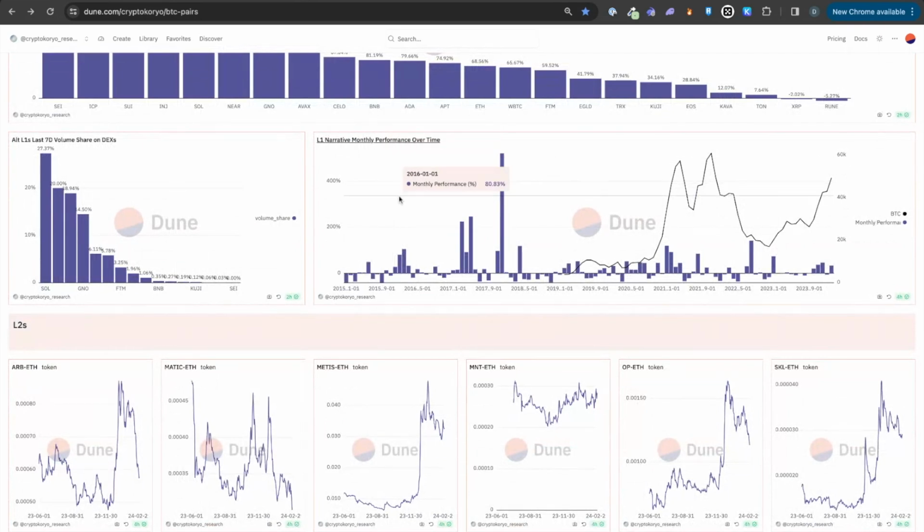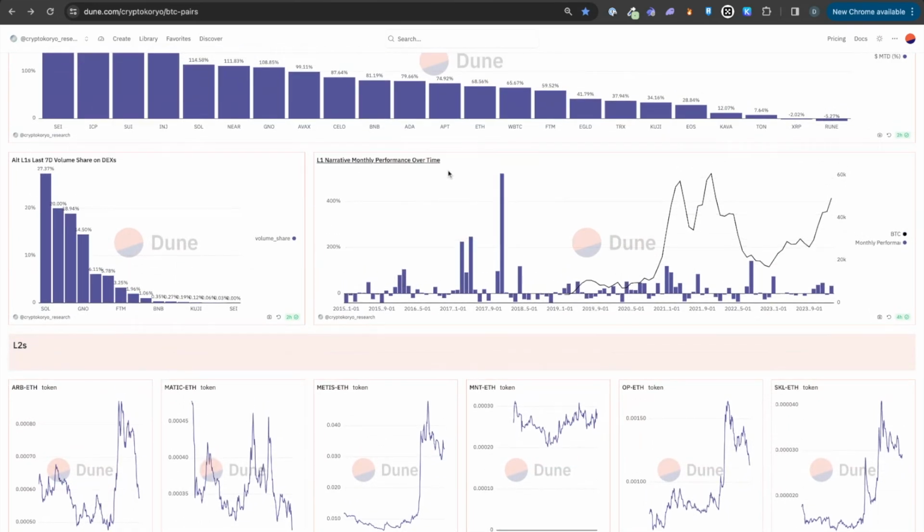So you can now see the performance of this specific narrative across time since inception, or at least since the start of the date when it made sense to start. And here you can see the L1 narrative in the bull market of 2017, in the first quarter of 2017, had absolutely amazing performance. The same thing in January 2021 in the bull market, but interestingly in 2022 as well.